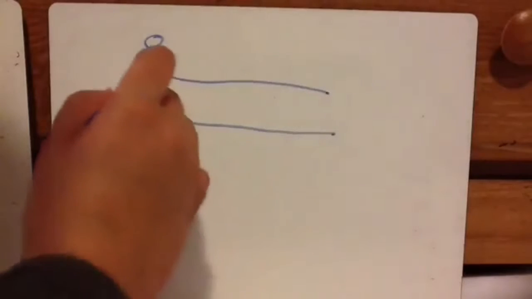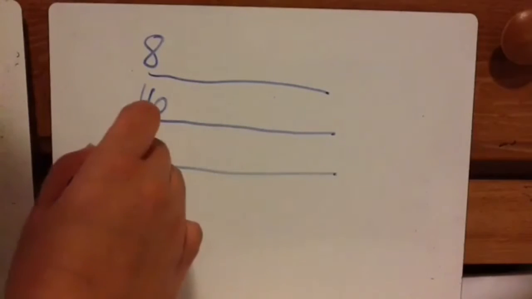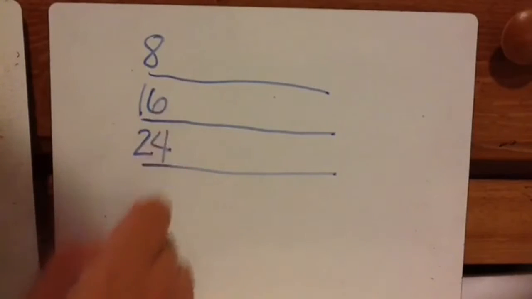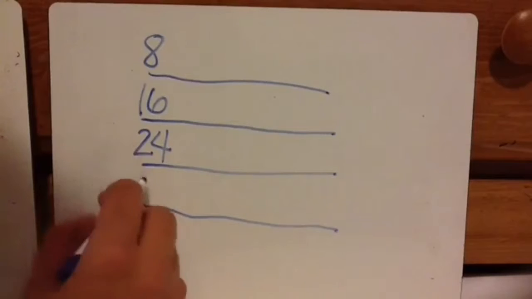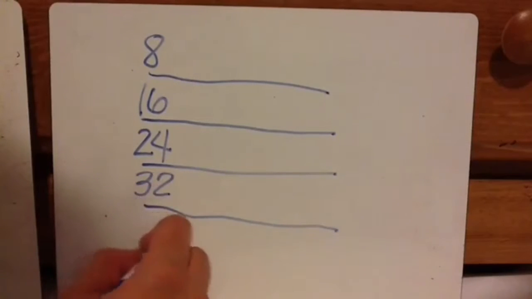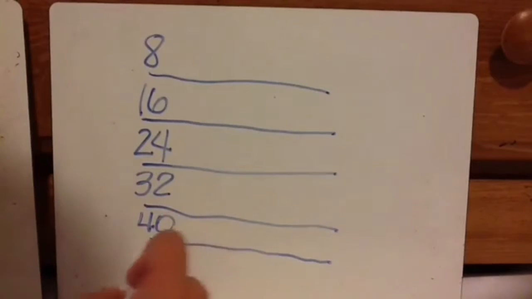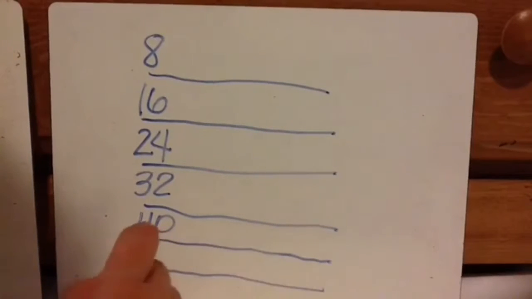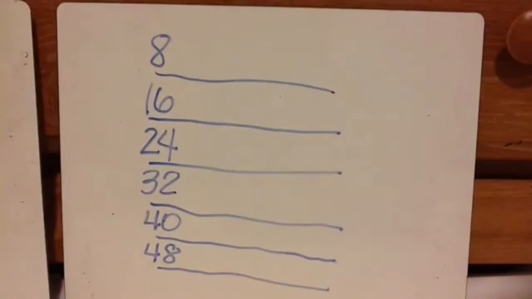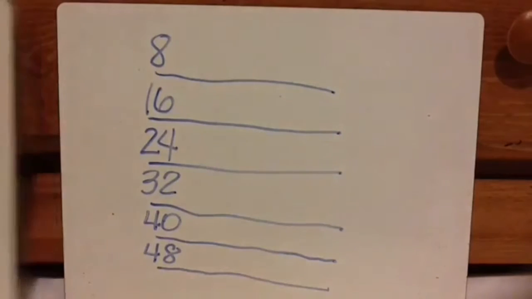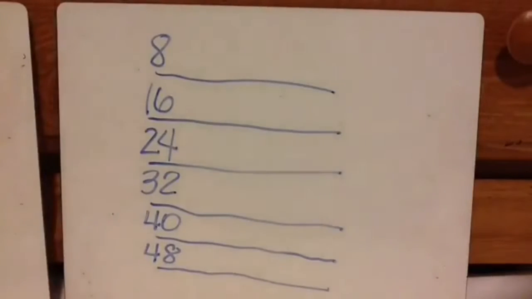So if I have 2 shelves, that's 16. If I have 3 shelves, then that's 24 trophies. If I have 4 shelves, that's 32 trophies. If I have 5 shelves, that's 40 trophies. But then if I have 6 shelves, that's 48 trophies. So then, it says he has 46. So then what do you do there?